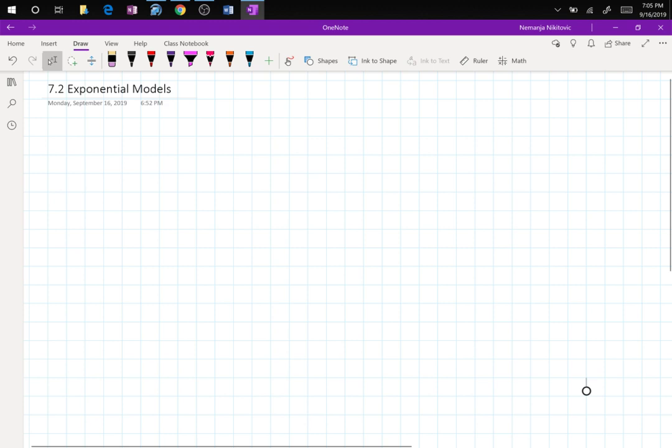Hello and welcome back to Calculus 2, section 7.2 on exponential models. Guys, these are word problems. 100% of them are word problems. And it's going to be all walks of life now. We'll see.